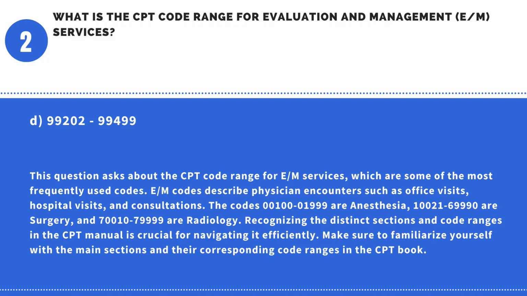00100 to 01999 are anesthesia, 10,021 to 69,990 are surgery, and 70,010 to 79,999 are radiology. Recognizing the distinct sections and code ranges in the CPT manual is crucial for navigating it efficiently. Make sure to familiarize yourself with the main sections and their corresponding code ranges in the CPT book.